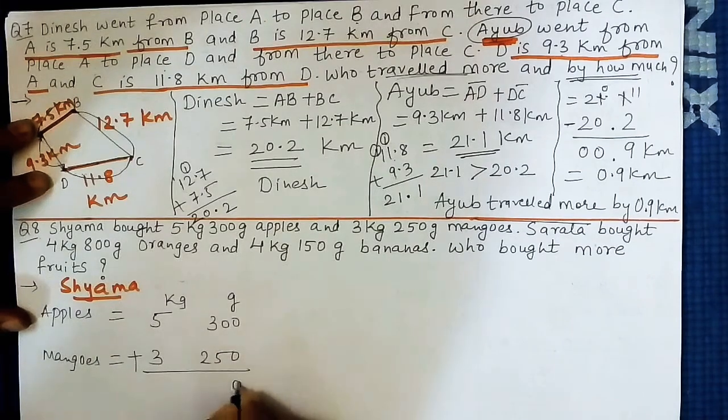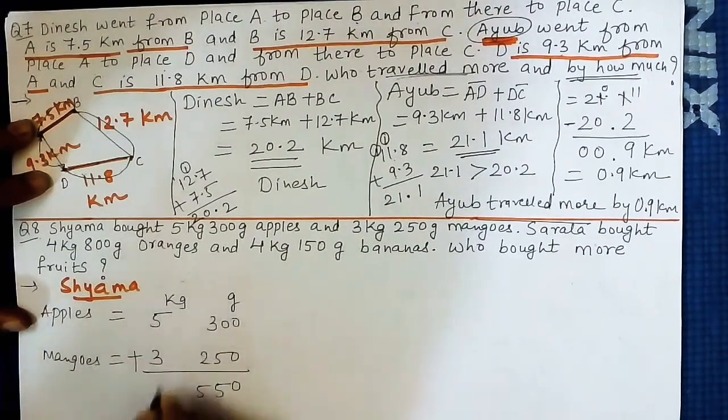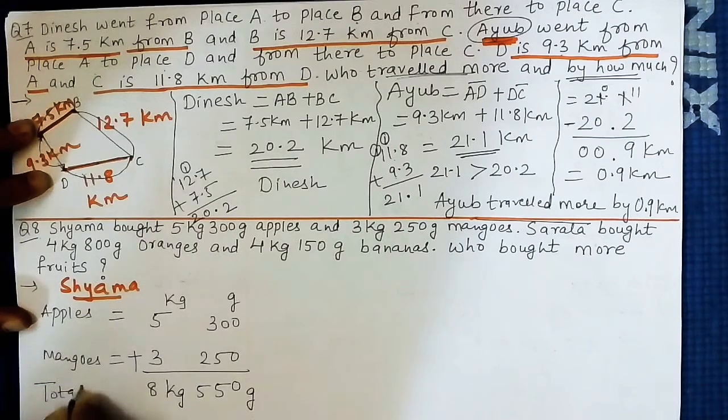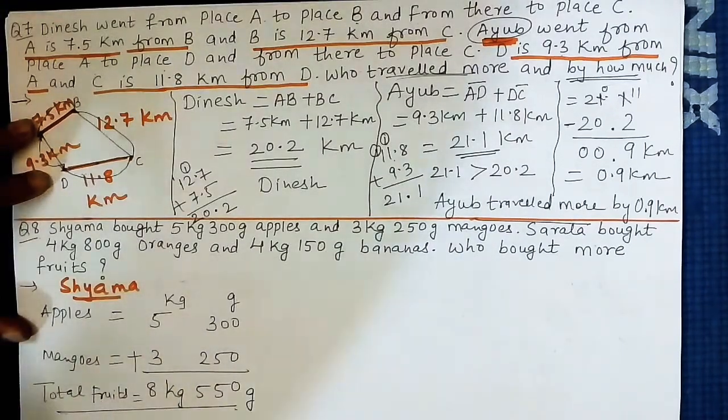So 0 and 0 will be 0. 0 and 5 will be 5. 3 plus 2, again 5. Here 5 and 3 will be 8. So 8 kg and this much gram. This is the total fruits bought by Shyama. So Shyama bought 8 kg 550 gram.